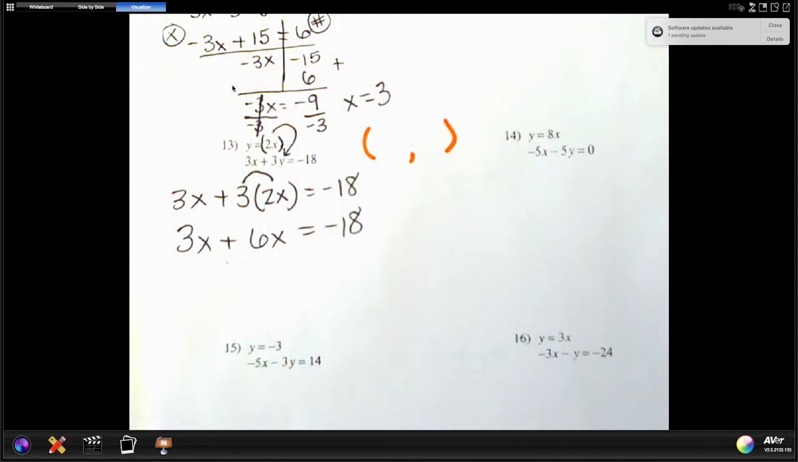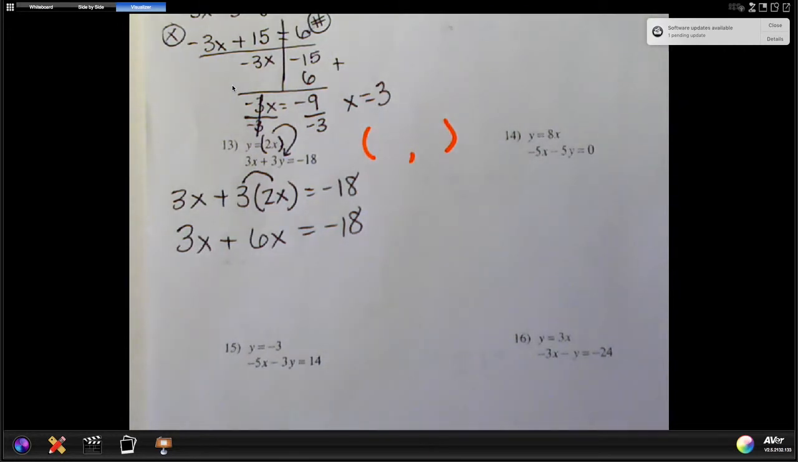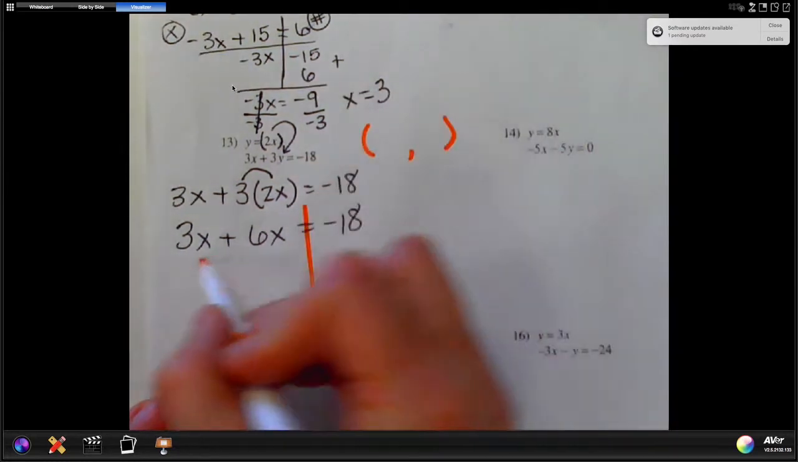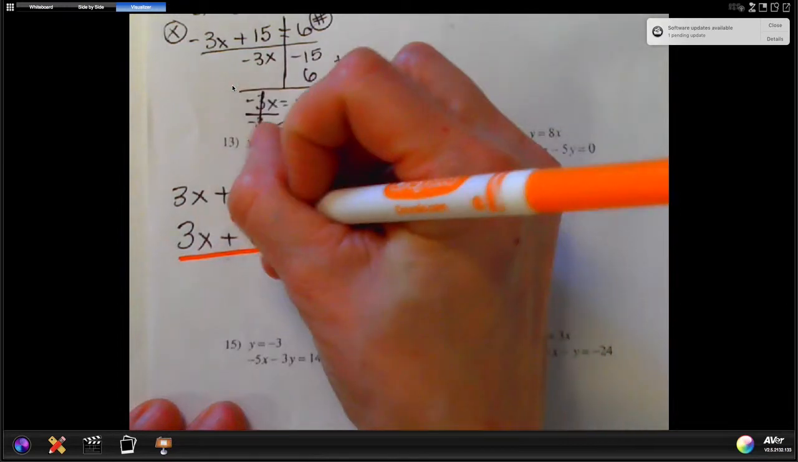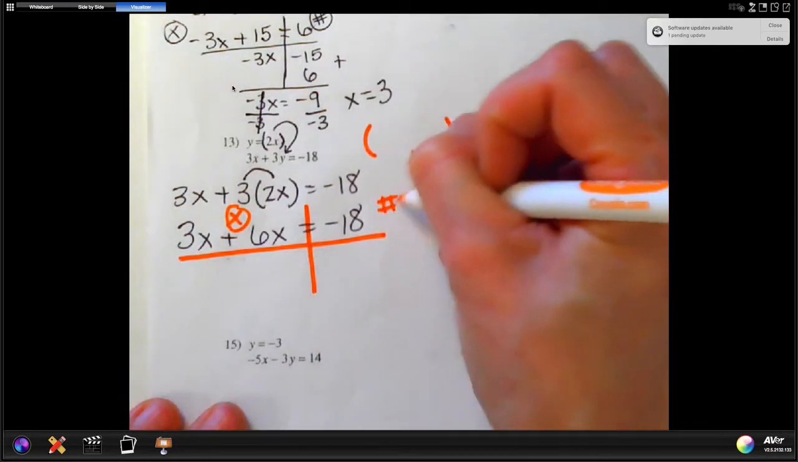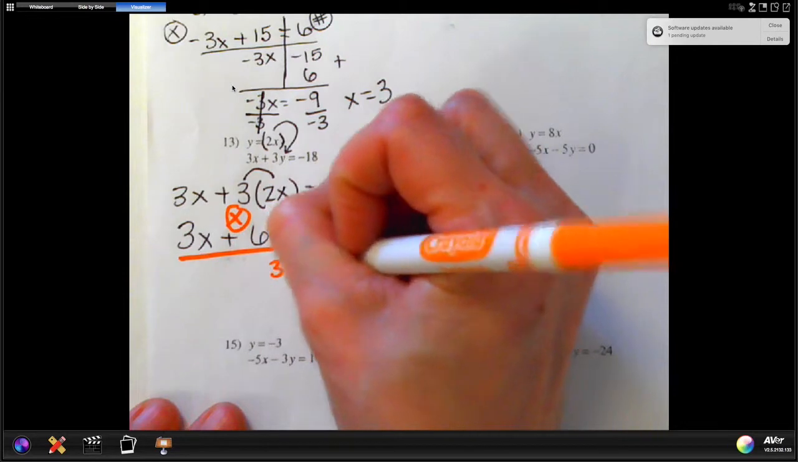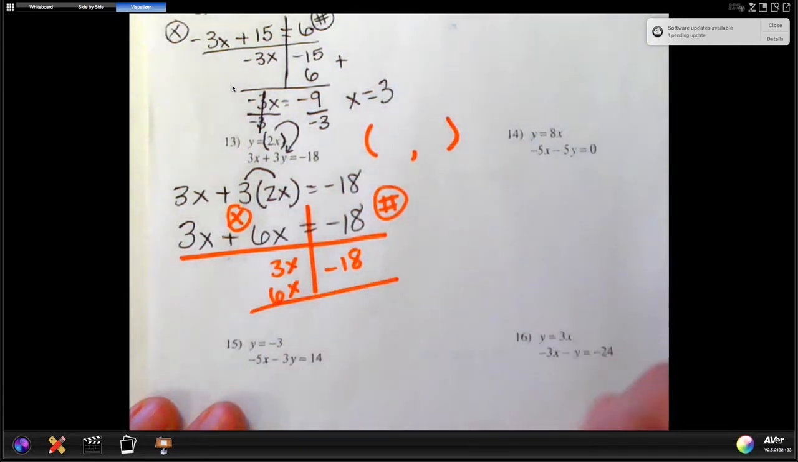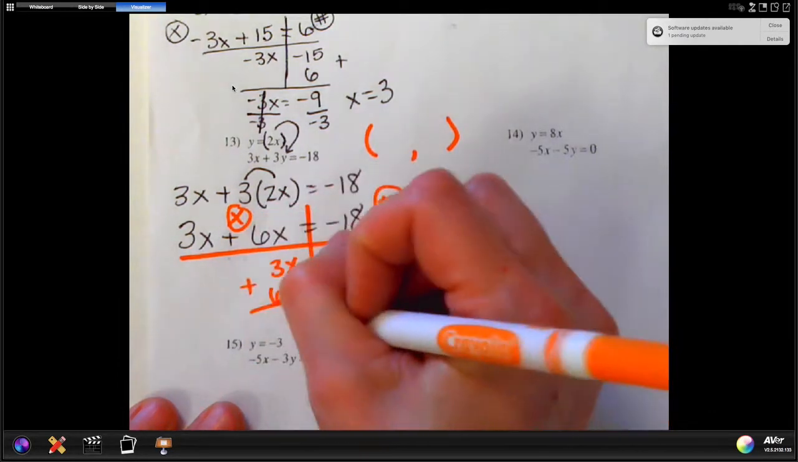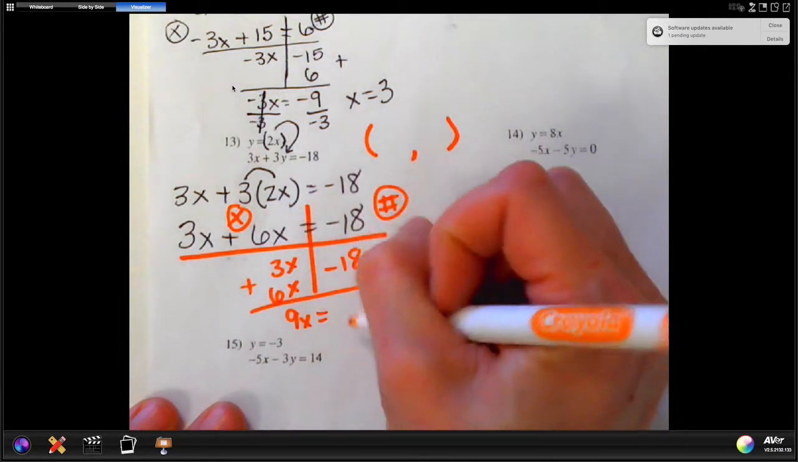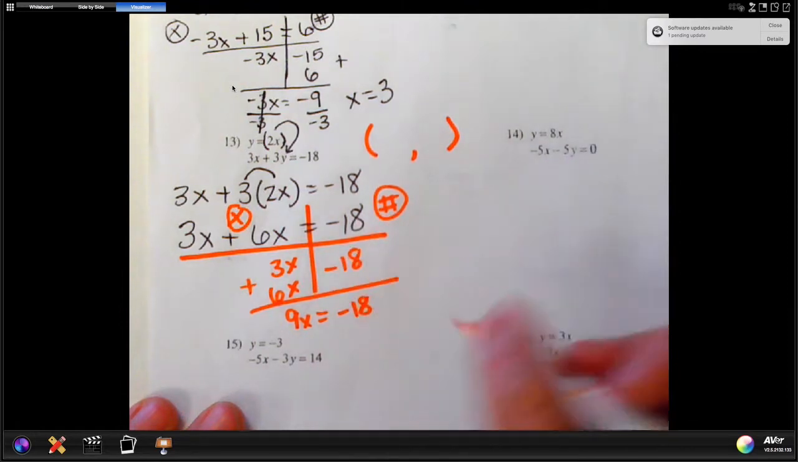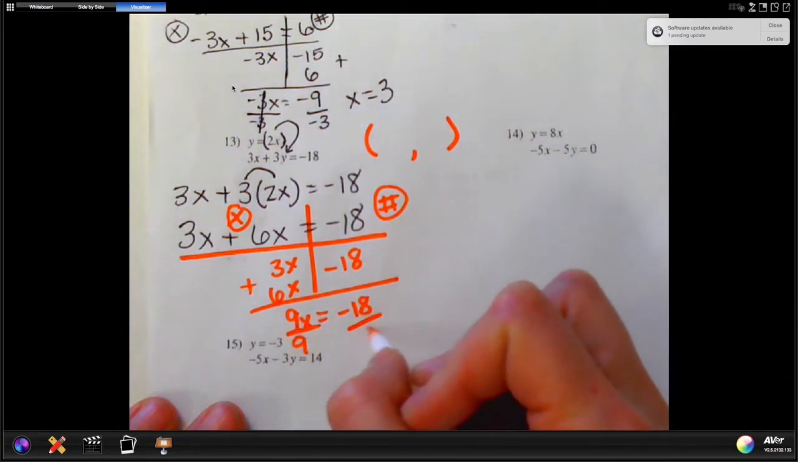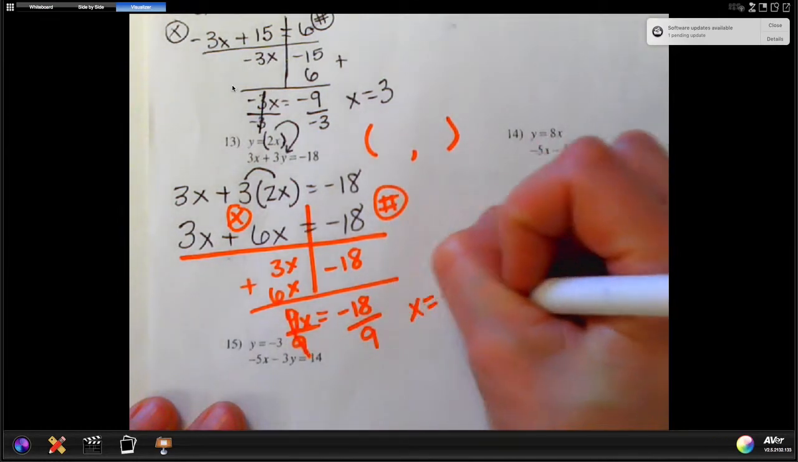Now, there are 2 ways you can do it. You can either add your like terms and solve, or you can make a chart. Since we've been working with the charts lately, I'm going to go ahead and make the chart again, keeping the left side x and the right side number. So 3x comes down, 6x comes down, negative 18 comes down. Nothing really changed sides. 3x plus 6x is 9x. Negative 18 plus nothing is still negative 18. I'm going to divide, and x equals negative 2.